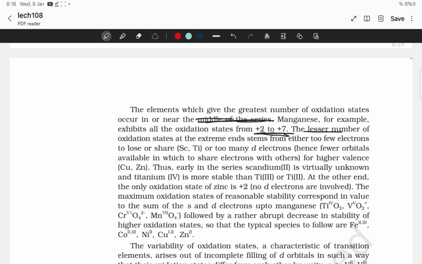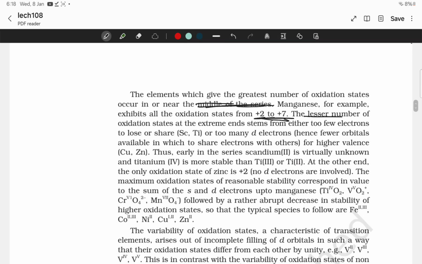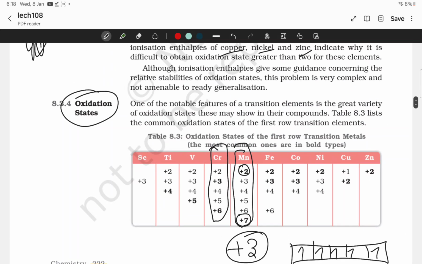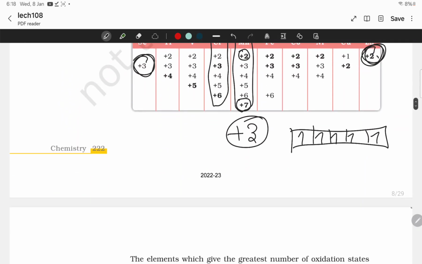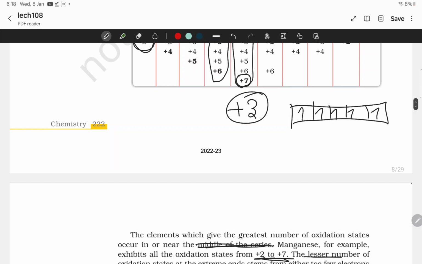At the other end, the only oxidation state of zinc is +2. No d electrons are involved. That's very important. Scandium will only show the +3 oxidation state, and zinc will only show the +2 oxidation state.